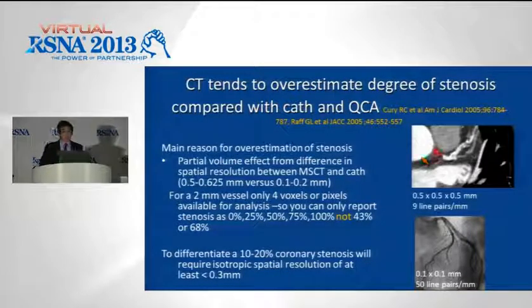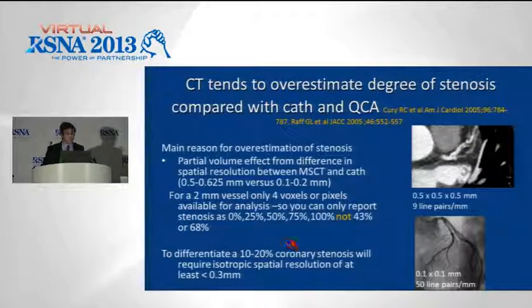CT does tend to overestimate the degree of stenosis compared with CAG and QCA, and the main reason is because of the difference in the spatial resolution between CT and cath. So, as I mentioned earlier, the best detector width is 0.5 for a CT, which is 9 line pairs a millimeter, and for a cath, that's 50 line pairs, so there's a difference of 5 times. So actually, for a 2 mm vessel, you only have 4 voxels or pixels available for analysis.